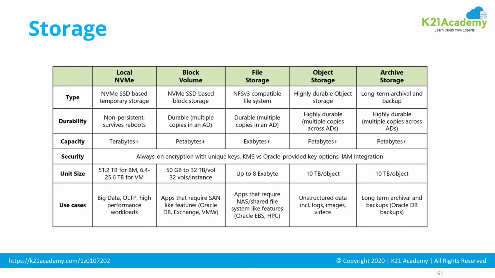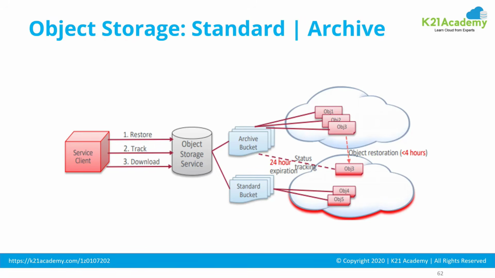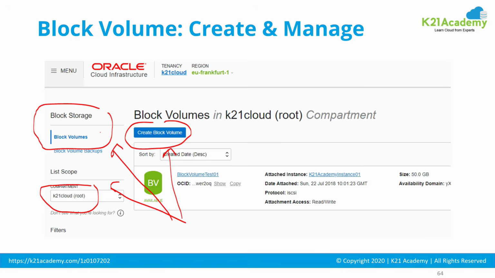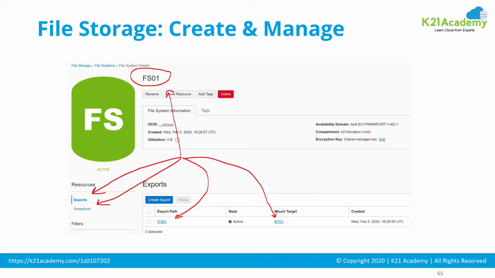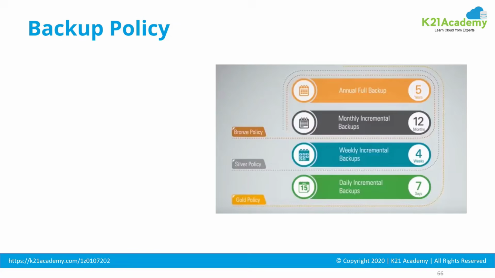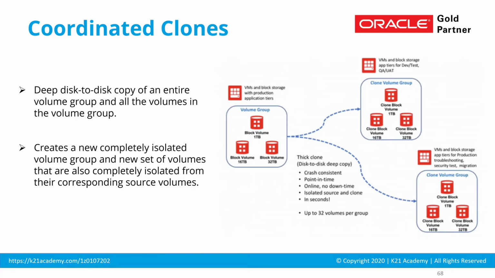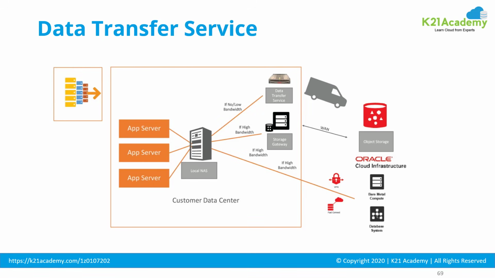About storage service, things like different types of storage: file, object, and block. And within object storage, 2 different types, standard and archive object storage. Then operations that you should be performing, like create and manage object storage, block volume, file storage service, and then backup policy, including custom policy and coordinated backups, where you take backup of multiple volumes at the same time, and then coordinated clones. Also data transfer service.